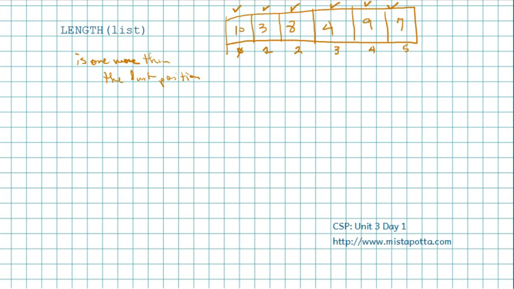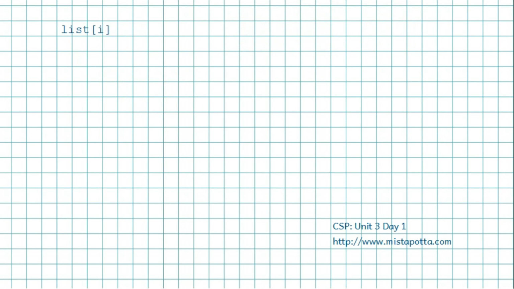So I would say that the length of my list is equal to 6. So I have a way to figure out how long this is, and it's going to be important because when I need to actually go through this, I can go through this one box at a time. And one of the ways that I can do that is by referencing what's in a particular box.